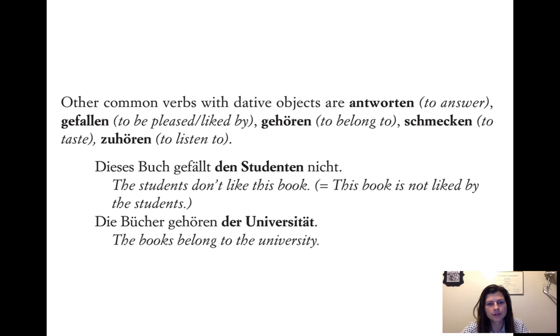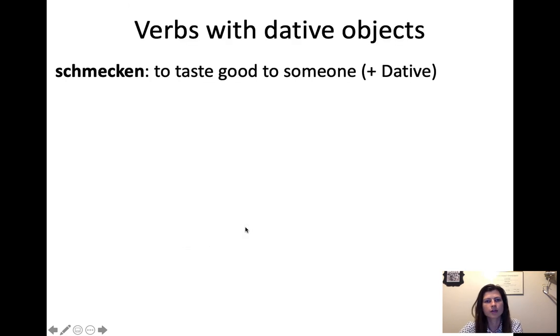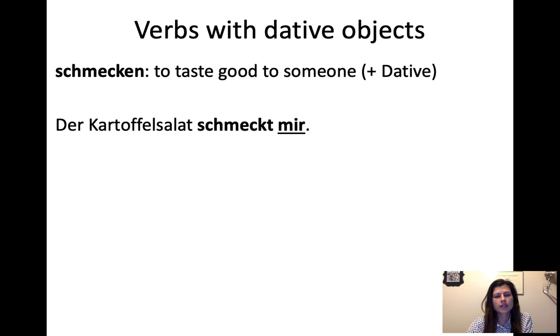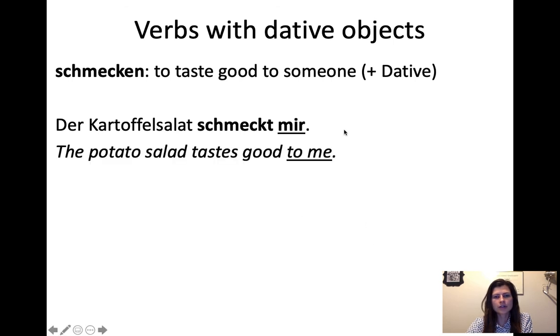Die Bücher gehören der Universität. So the books belong to dative, the university. That one's more straightforward. Okay, so let's try some verbs with dative objects. Schmecken means to taste good to someone plus dative, right? So der Kartoffelsalat schmeckt mir. We haven't done all of these pronouns yet, but you just need to know that mir is dative. Mir is the dative for to me.